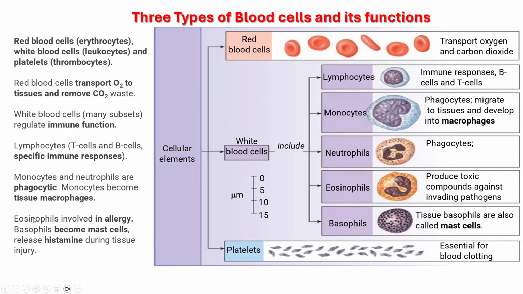Eosinophils are involved in allergic reactions. Basophils become mast cells, which release histamine during tissue injury, which is responsible for the erythema and redness you see, and so on.